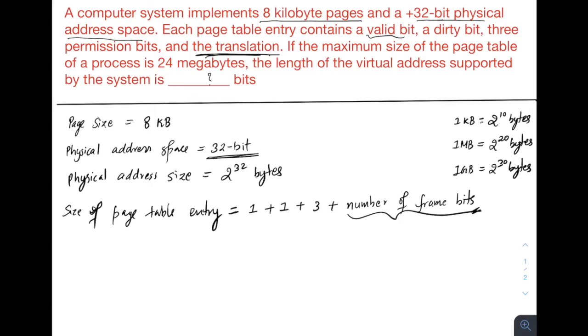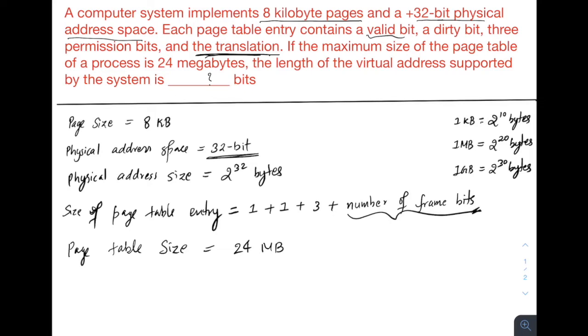Now it's given that the maximum size of the page table of a process is 24 megabytes. So page table size is also given. This is all the information that's given in the question, and you have to calculate the length of the virtual address supported by the system.